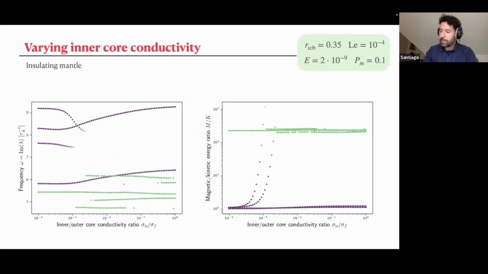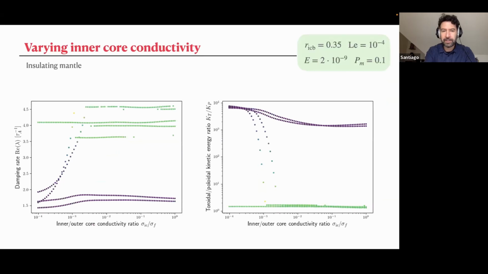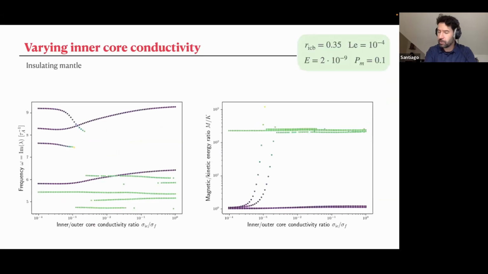Okay, maybe for the sake of completeness, I want to show what happens when you change the inner core conductivity, because this is the most drastic change that takes place. As you put in an inner core and start increasing the conductivity from insulating to fully conducting, a few changes take place.